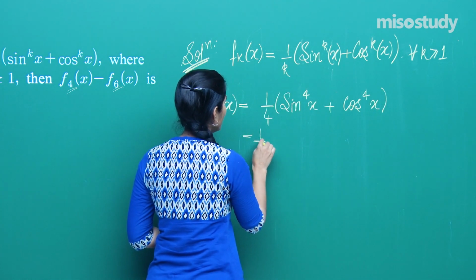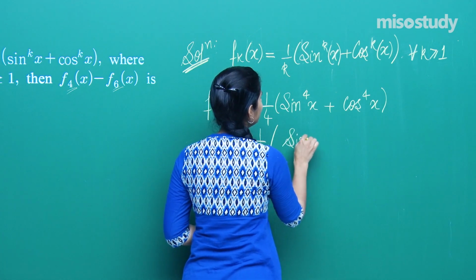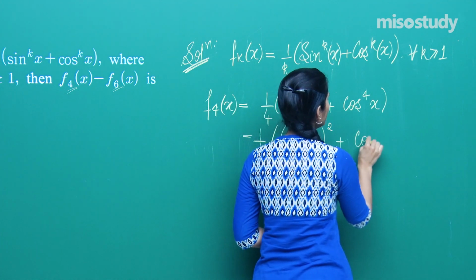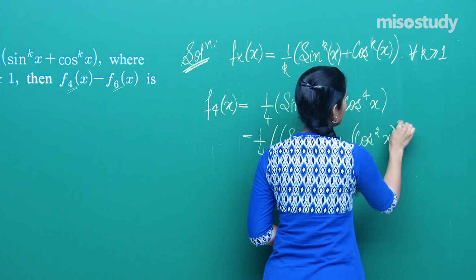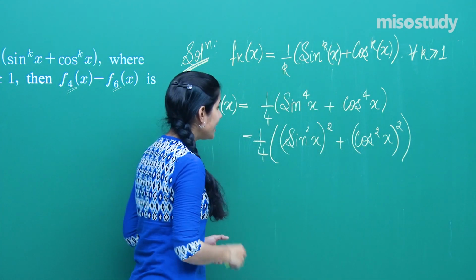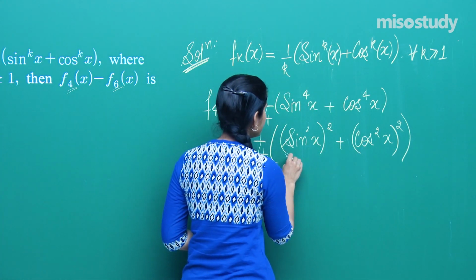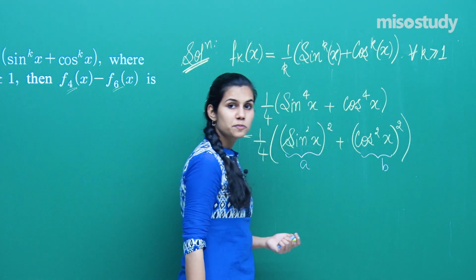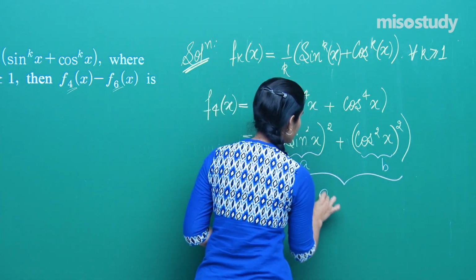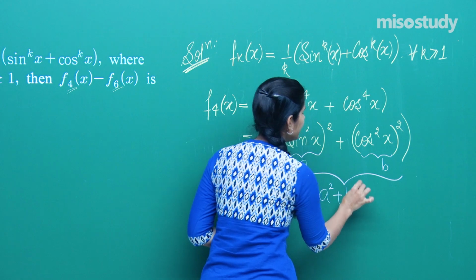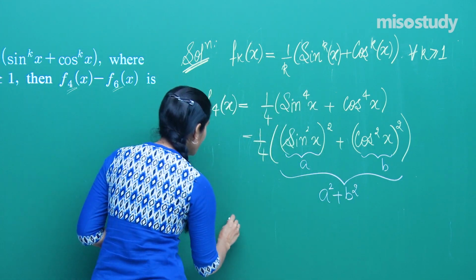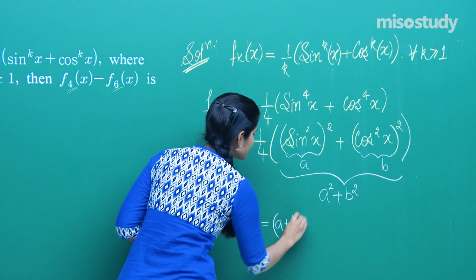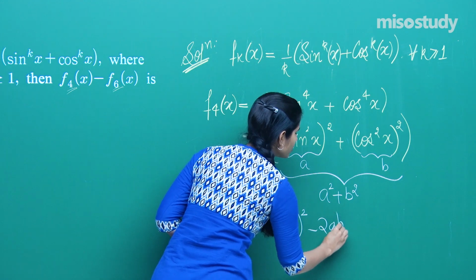I can write it as 1 by 4 times sine square x whole square plus cos square x whole square. And now as you can see, it is very easy to say this is acting as A and this is acting as B, and the expression that we have over here is actually A square plus B square. And we know that A square plus B square is nothing but A plus B whole square minus 2AB.